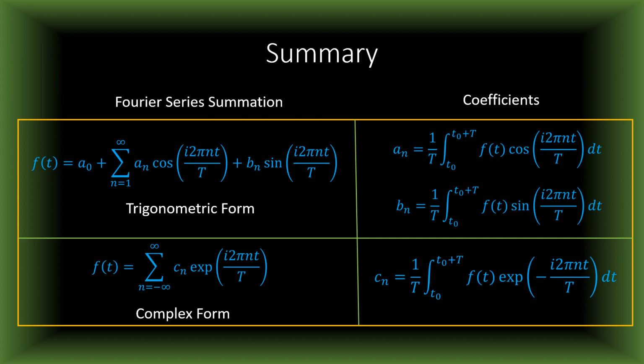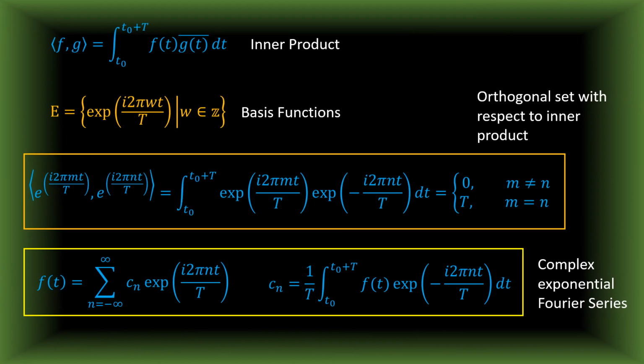Let us begin with a summary of what we discovered after deriving the Fourier series. In order to derive the Fourier transform, it is best that we use the complex exponential form of the Fourier series, as displayed in this red box. As a refresher, in the previous video with the complex exponential Fourier series, we defined an inner product over which an infinite set of complex exponential basis functions is orthogonal. And then we used this orthogonal set to express a periodic function, f of t, with period T as a linear combination of these orthogonal basis functions.